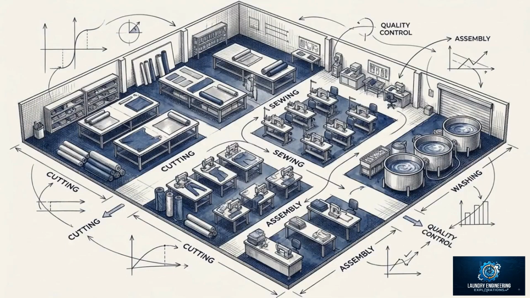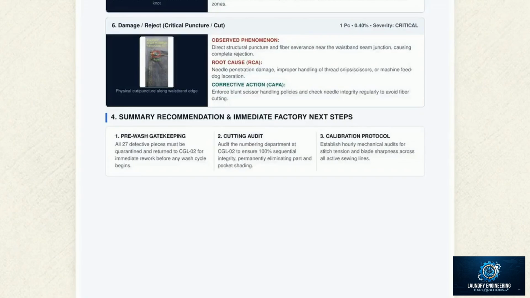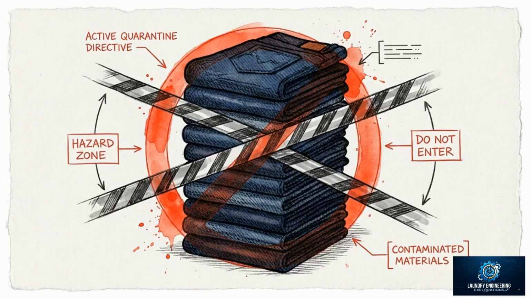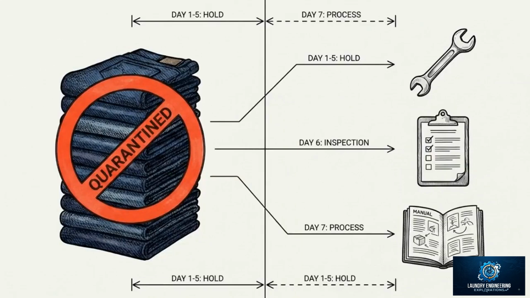We step back from the microanalysis of individual defects to address the macro strategy required to fix the CGL-02 manufacturing unit. The auditor's report dictates a final summary matrix outlining immediate factory directives. The absolute first directive: all 27 defective pieces must be actively quarantined. The core timeline constraint is strict. These pieces must be shipped back to CGL-02 for immediate rework before a single pair enters the washing facility.